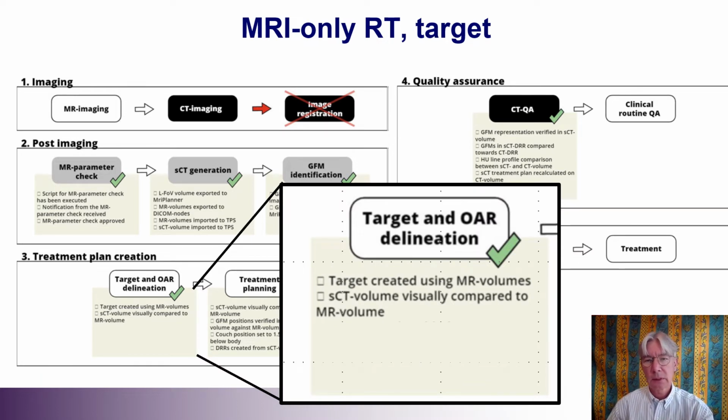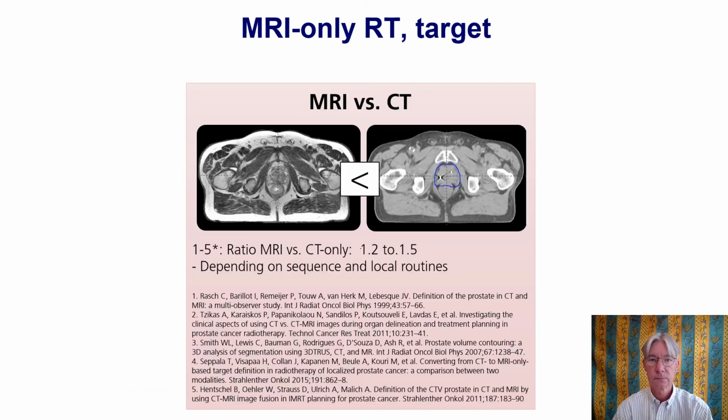Target and organ at risk delineation. We need to talk a little bit about that. Now we're only using MR images. It is very well known that the volumes will be different if the contouring is performed on MRI or performed on CT, and it will always be larger on the CT, between 1.2 to 1.5 times.